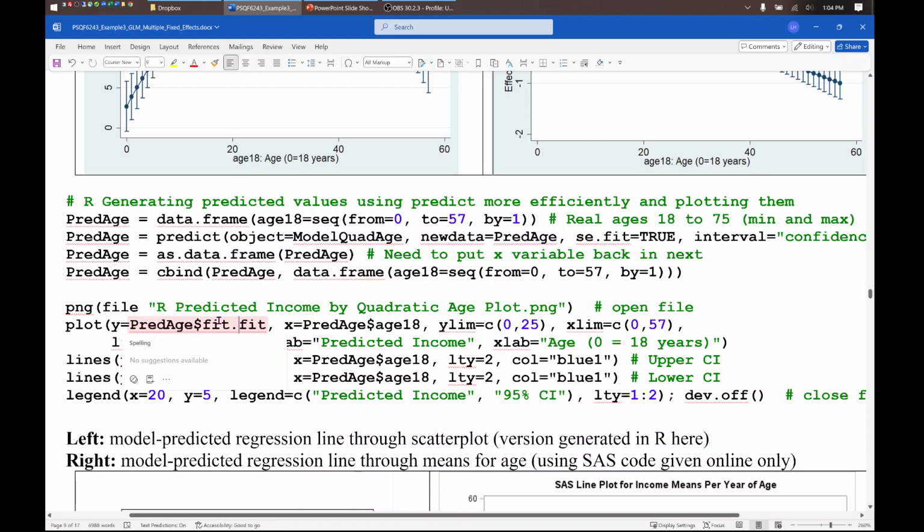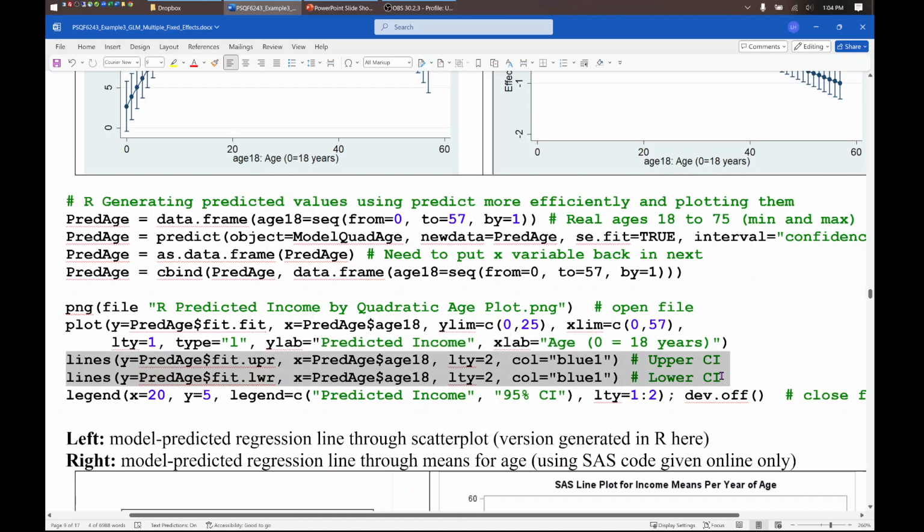So the result of the prediction is named as this new variable in that data set called fit.fit. The variable that I want for the x-axis is age centered at 18. These are the limits that I want for the x and y axes. I want a line plot, and I want it to use these labels as well. So this just sets up the points on the plot.